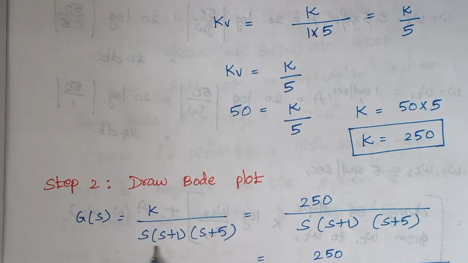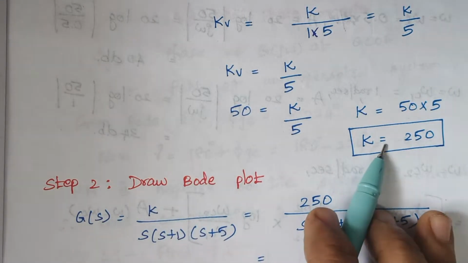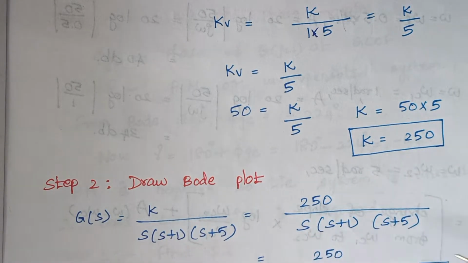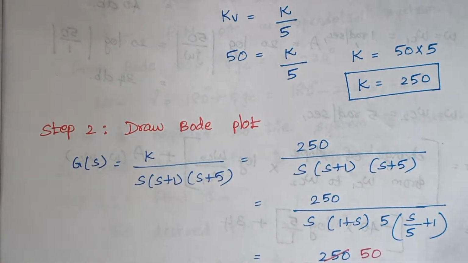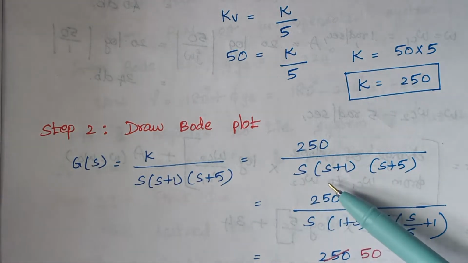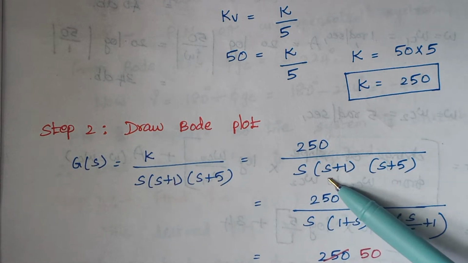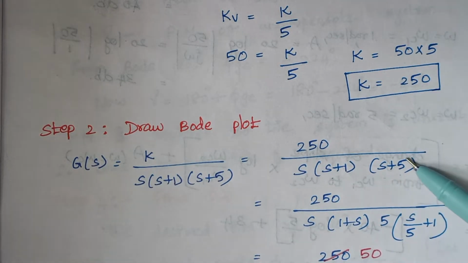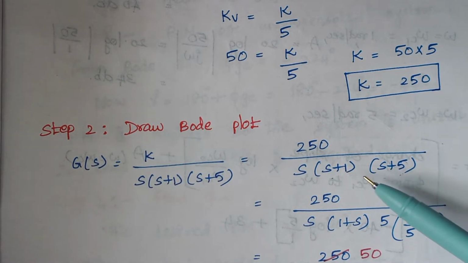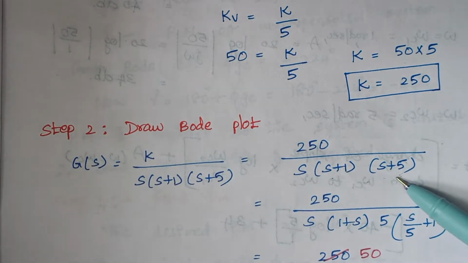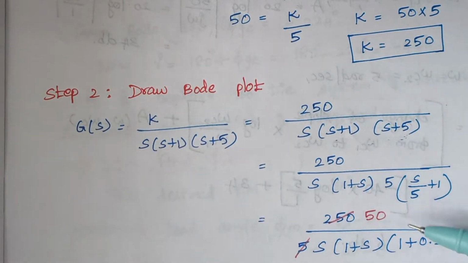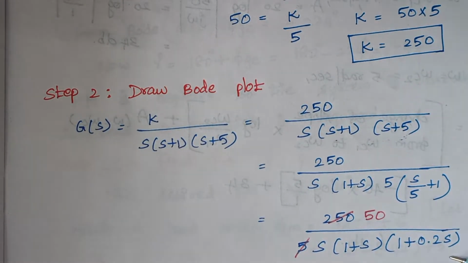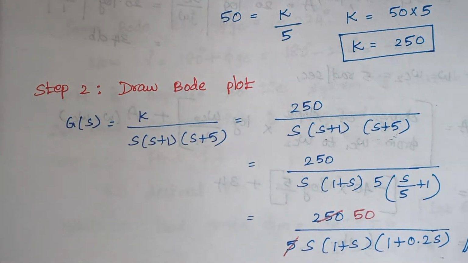So this is our given transfer function. Just now we had calculated the value of k, so just substitute it over here. This is our transfer function now. Again we are arranging the transfer function in the standard form. Here s plus 1 doesn't make any difference, right? Here we are having s plus 5, so I am taking this 5 outside. When you take this 5 outside, this expression gets modified as s by 5 plus 1. When you simplify, finally we are getting a transfer function like this: 50 divided by s into 1 plus s into 1 plus 0.2 s.